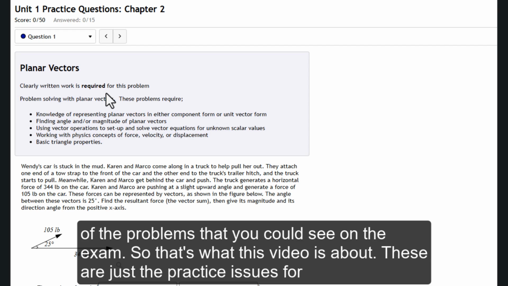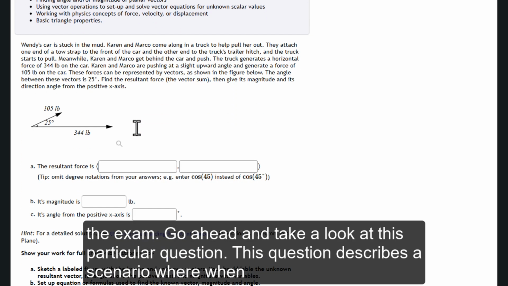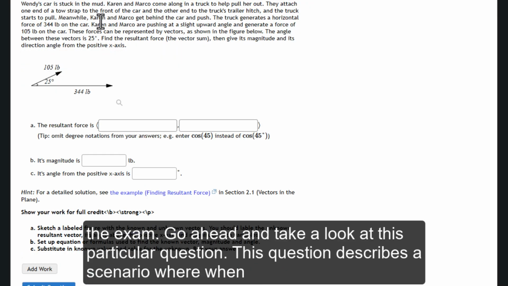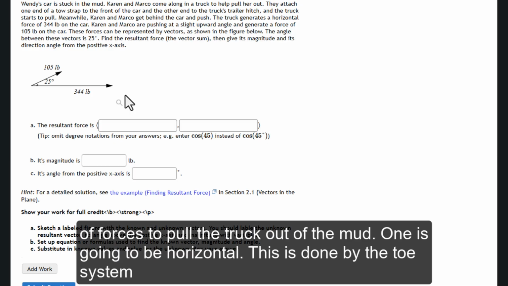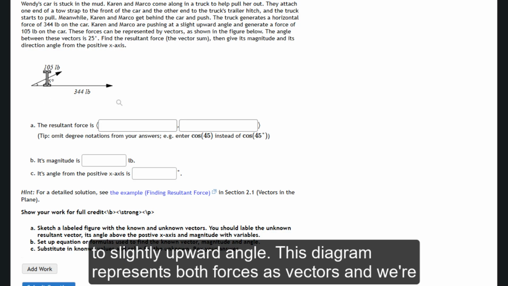These are just the practice questions for the exam. You can go ahead and take a look at this particular question. This question describes a scenario where Wendy's car is stuck in the mud and Karen and Marco are coming to help. They're using two sources of forces to pull the truck out of the mud. One is going to be horizontal. This is done by the tow system they set up. The other one is, I guess, Karen and Marco pushing from the back at a slightly upward angle.